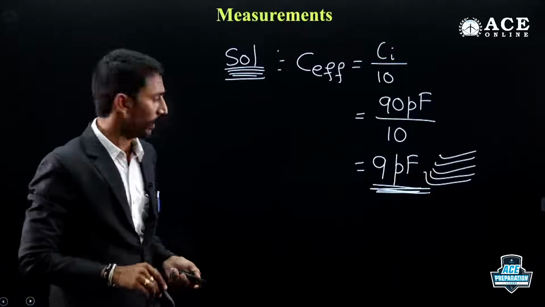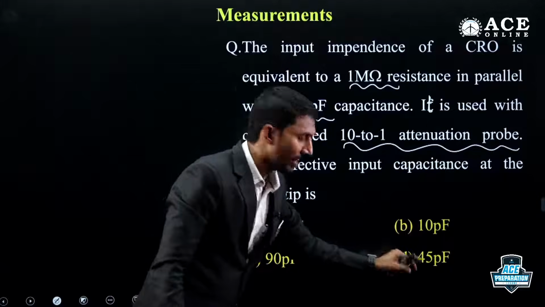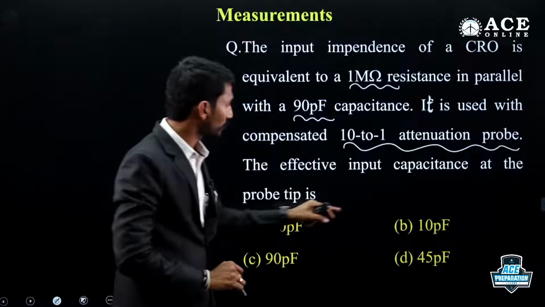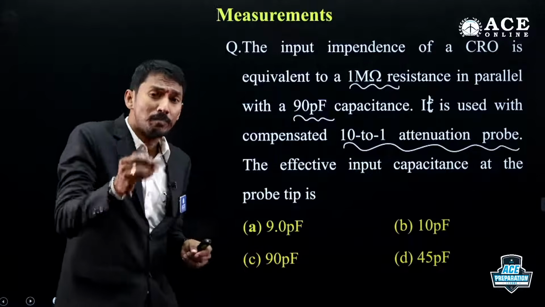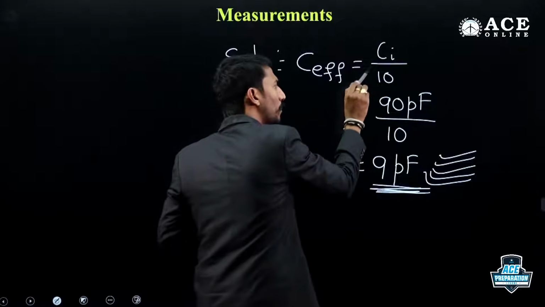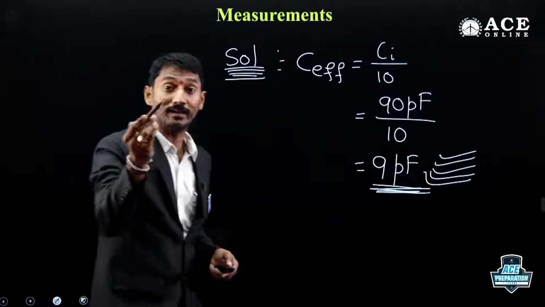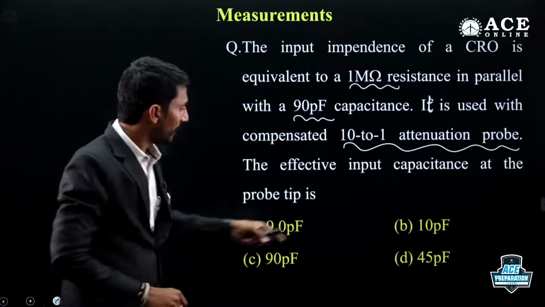Direct answer. Okay, now see that. 9 is there, 90 is there, 10 is there, and 45. But be clear, in this entire thing, what people are getting confused, sir, people are thinking Ci by 10 minus 1, so 9, 90 by 9, 10. That is also getting confused. Yes, 10 will be there.